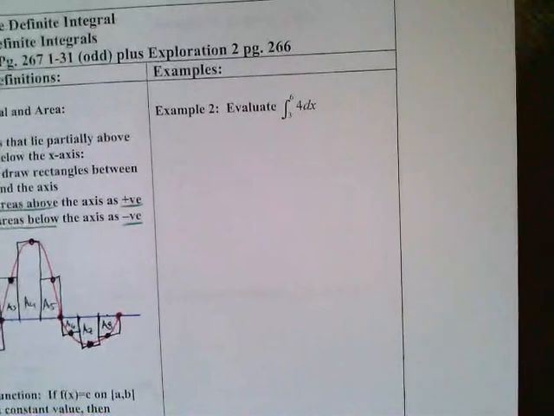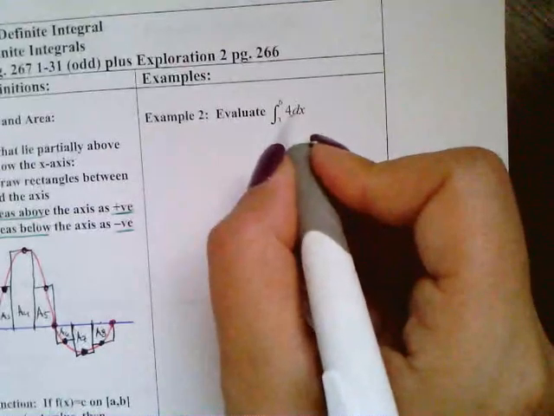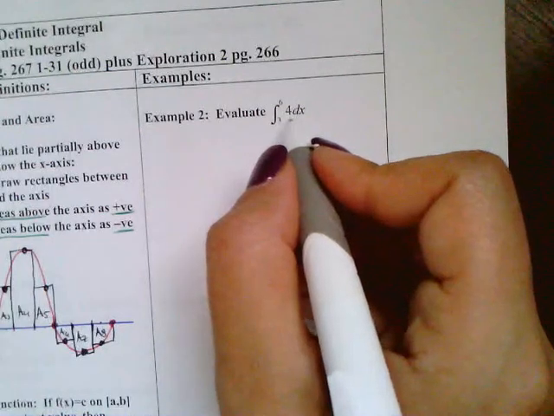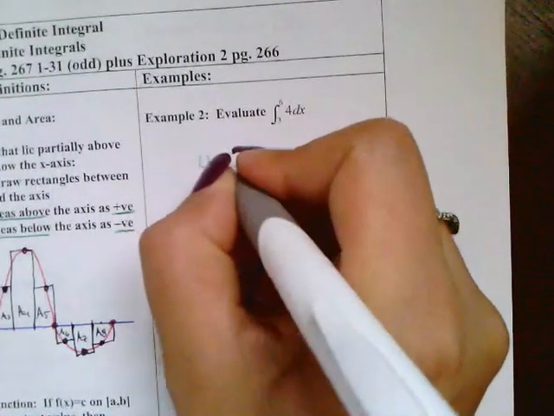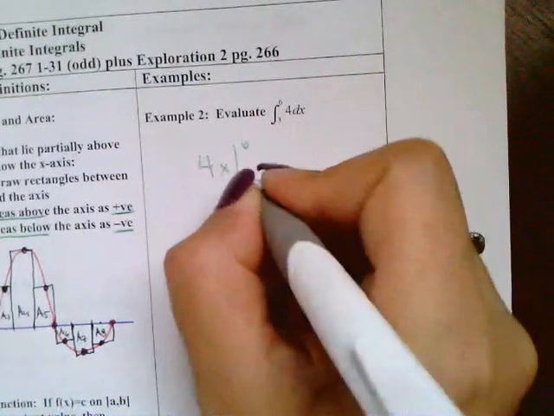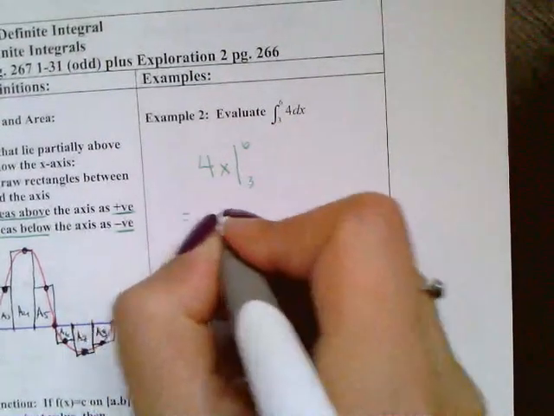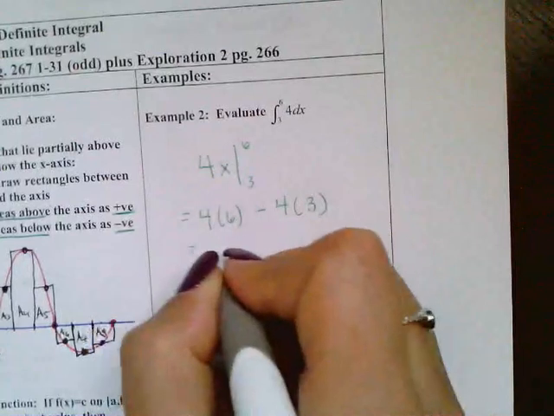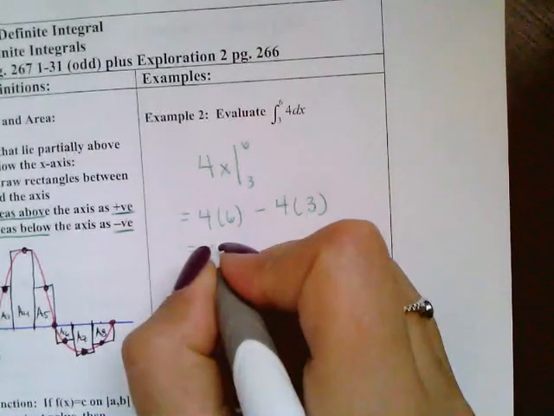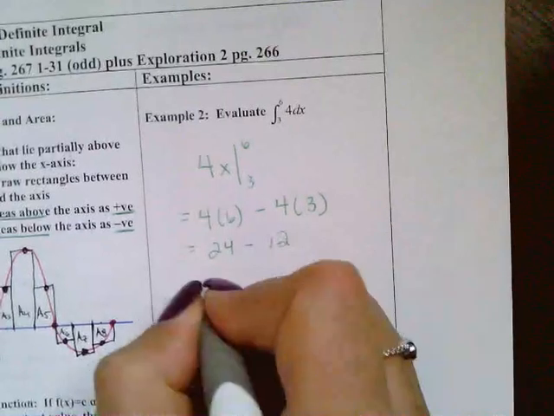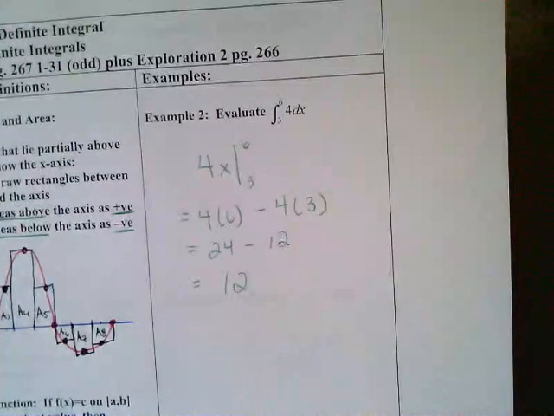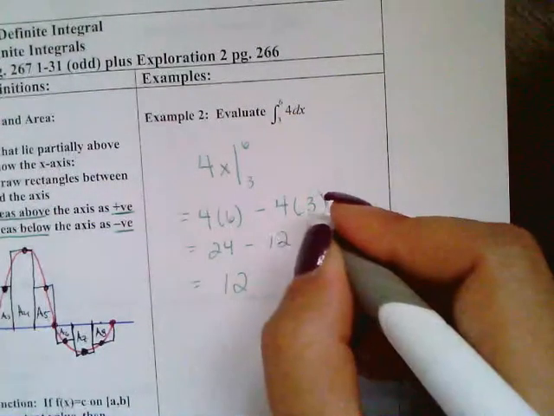So let's look at this example. So here's our constant function. Basically the idea is if you take the integral, so what is the integral of 4? The integral of 4 is going to be 4x from 3 to 6. So let's evaluate this. This is 4 times 6 minus 4 times 3. And that gives us 24 minus 12, which is 12. Okay, so this is actually evaluating it.